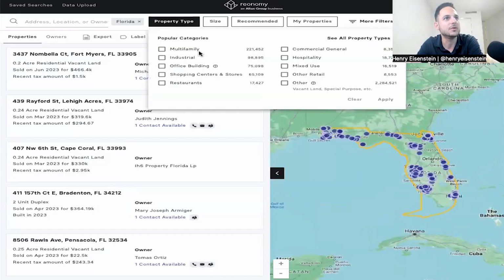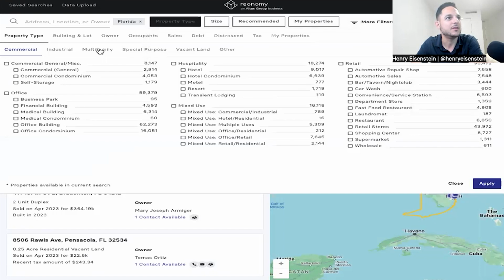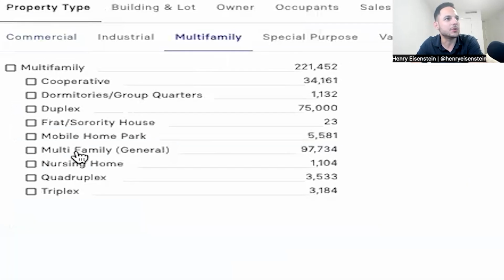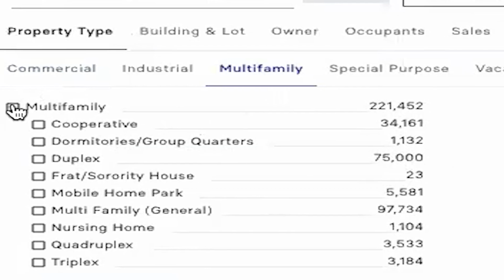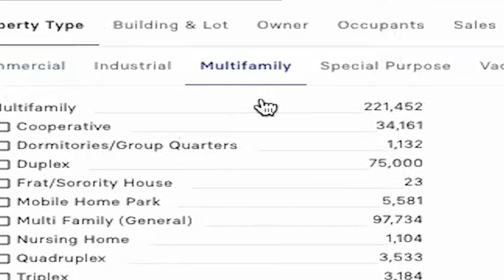So one thing you're going to do is that, yes, you can click it here, but I want to show you the more filters options. If you go to multifamily, you're going to see a lot of different options. If you click multifamily, you're also going to get some co-ops. You're going to get some two-family duplexes. You see 75,000 duplexes that are marked in REONOMY. It's insanity. You got a total of 221,000 properties.